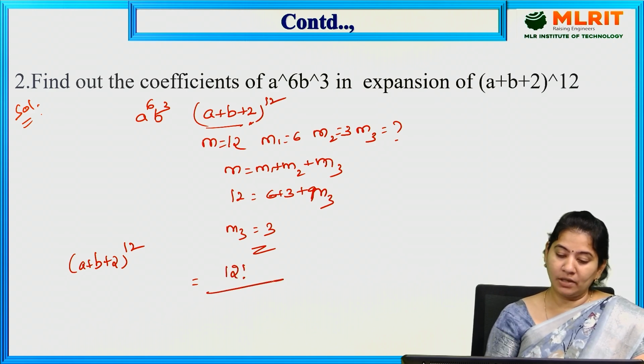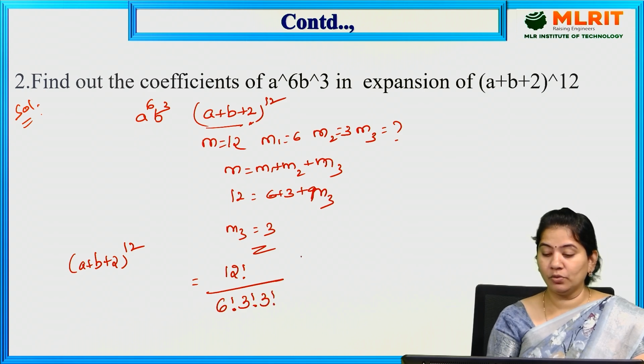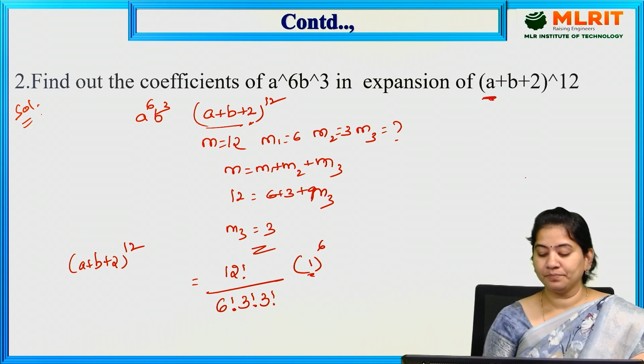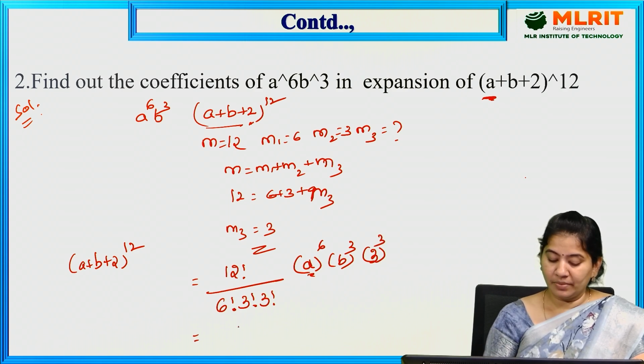So next, what are n1 here? 6 factorial into 3 factorial into 3 factorial, and here 1 whole power 6. So this 1 is nothing but the coefficient, which is 1. So here you can write it as a power 6, b power 3, and we don't have c here, which is nothing but 3 power 3. So which is nothing but you will get 12 factorial by 6 factorial into 3 factorial into 3 factorial.